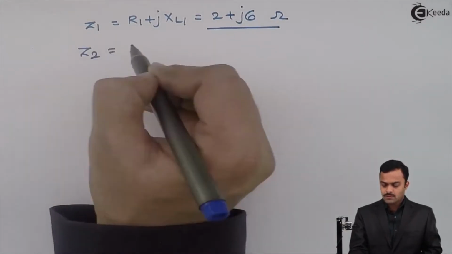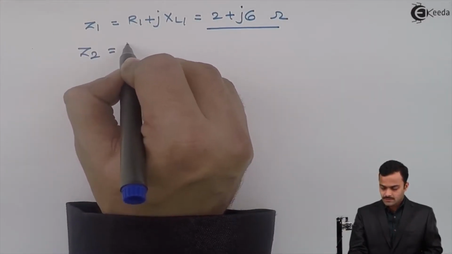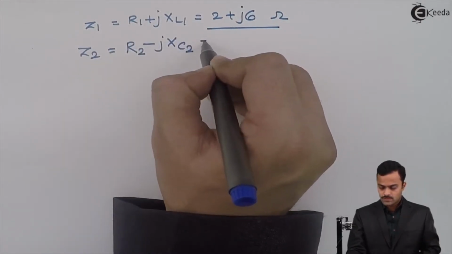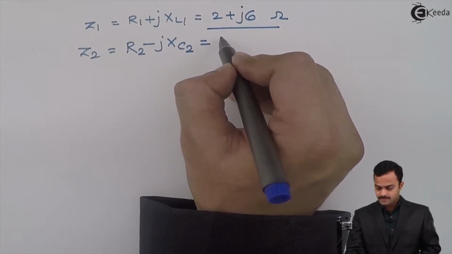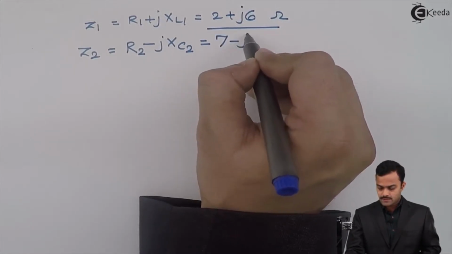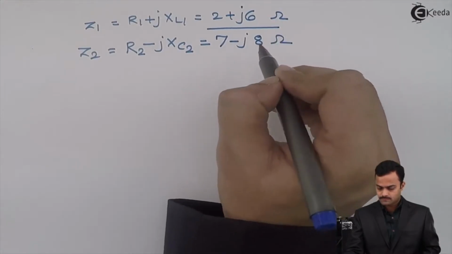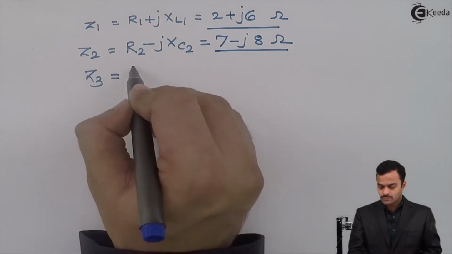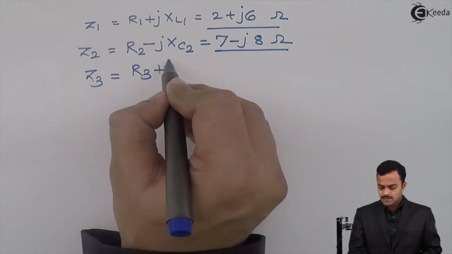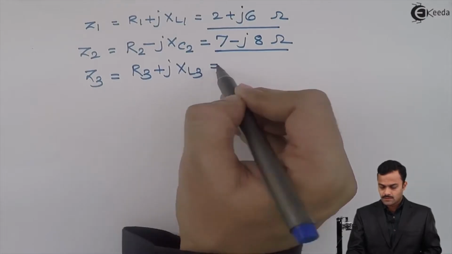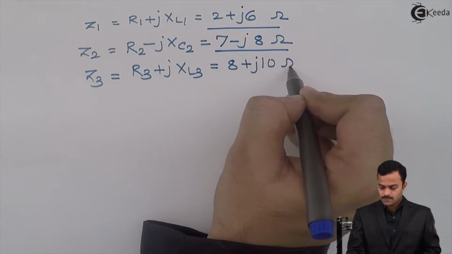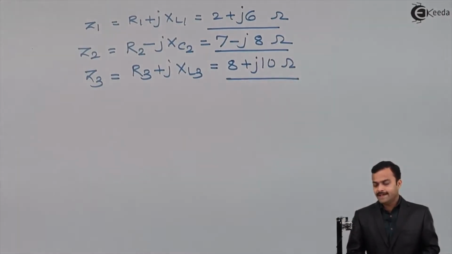Z2, it's a capacitive circuit, so it's R2 minus jXC2, which is equal to 7 minus j8 ohm, and Z3 equals R3 plus jXL3. R3 is 8 ohm, XL3 we calculated as 10 ohm, so ultimately Z3 will be 8 plus j10.